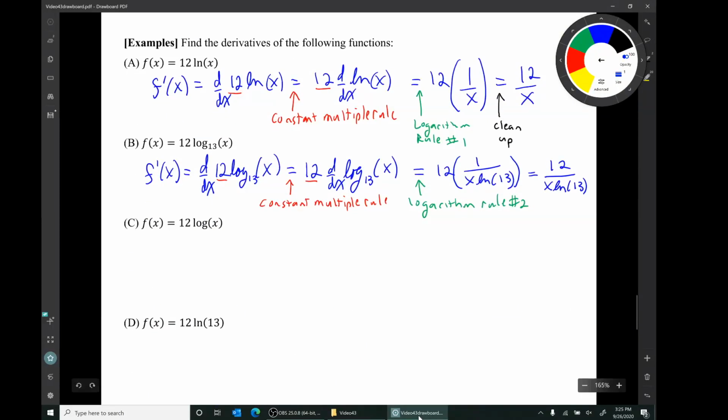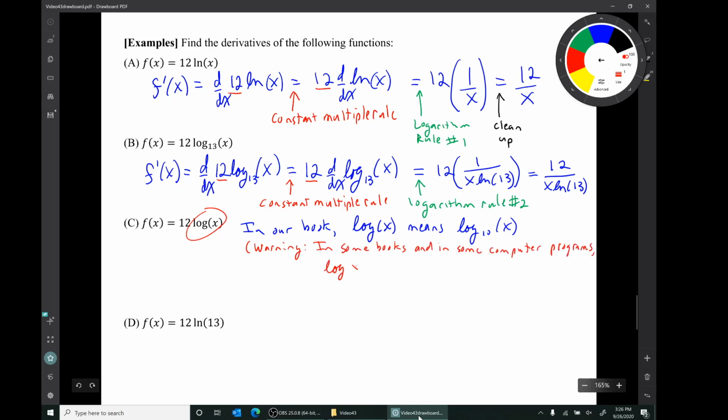For question C, we have to use the fact that in our math book and in a lot of math books, this symbol, log parentheses x, actually means log base 10 of x. Now, I'll give you a warning here. In some books and in some computer programs, this same symbol means ln of x. But in our course, it means log base 10 of x. So let's do the calculation that way.